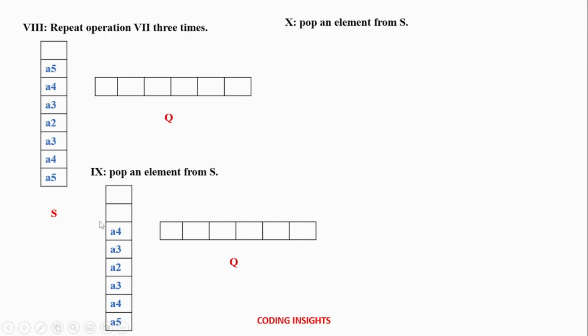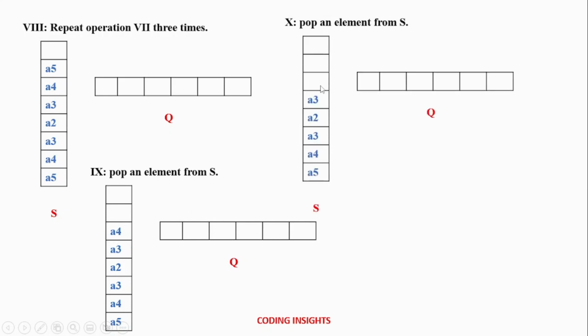We need to pop another element from the stack. So now we will be popping the element A4 from the stack. So A4 is removed from the stack. So Q remains empty. So the question now is the top element of S after executing the above operations.